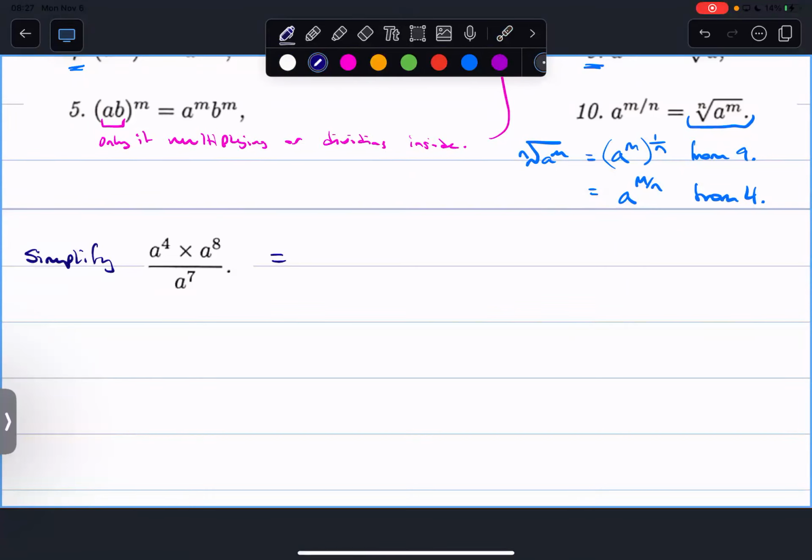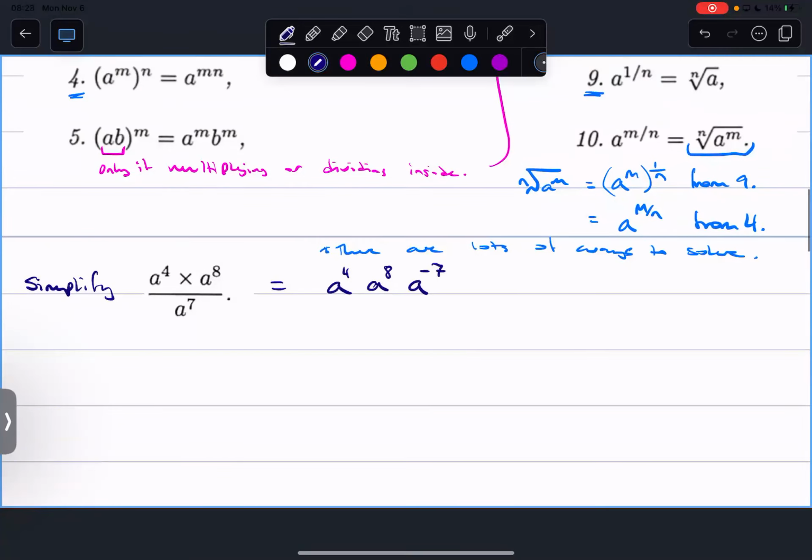So there are lots of ways that you could do it. There are lots of ways to solve it. Here's just one, okay? And I encourage you to think about what your brain does naturally, right? And then just go with that, because here it doesn't matter. But for me, I like to bring that a to the 7 from the denominator up to the numerator.